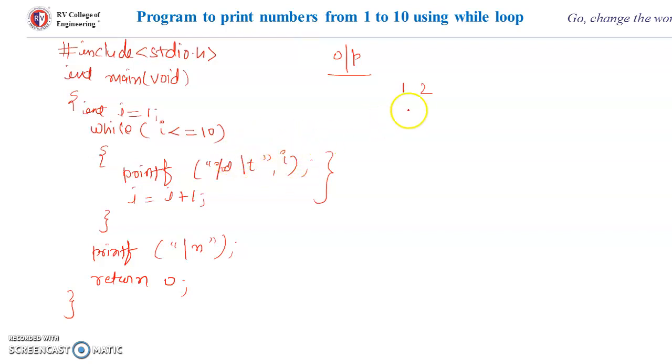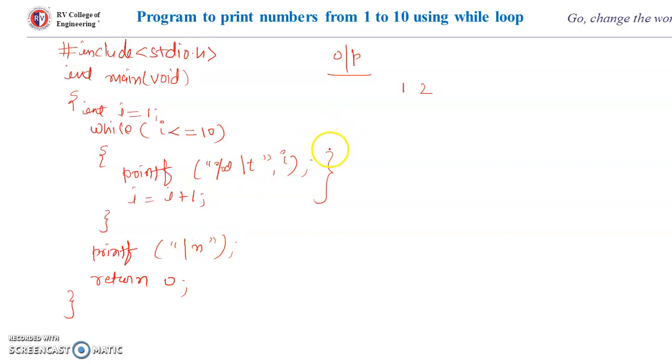See, in the first iteration the value of i was 1 and it was printed. In the second iteration, 2 is printed. The body of the loop, these two statements, will be executed as long as this condition is true. In each iteration of the loop, the value of i increases, and when the value of i equals 11, this condition becomes false and the loop terminates. That is, the control is transferred to the next statement, which is this printf. So we come out of the loop.